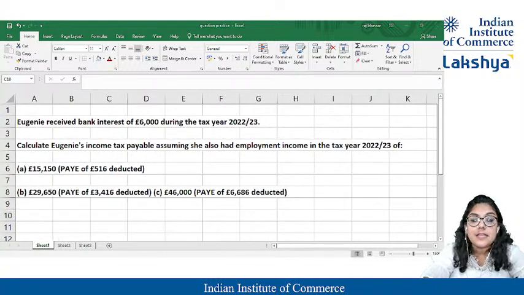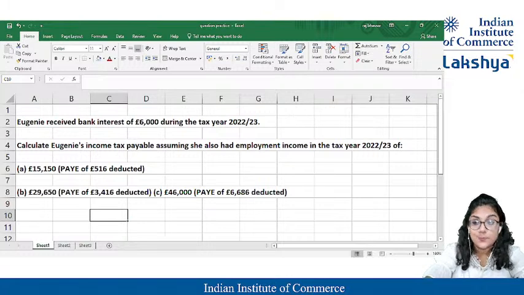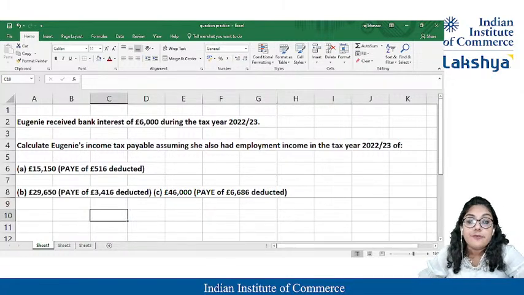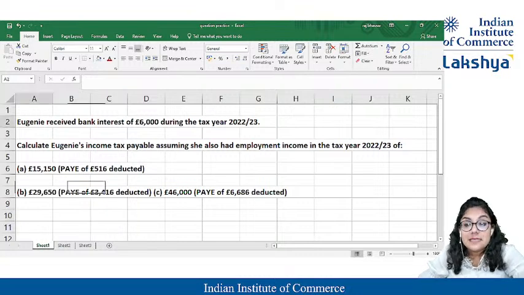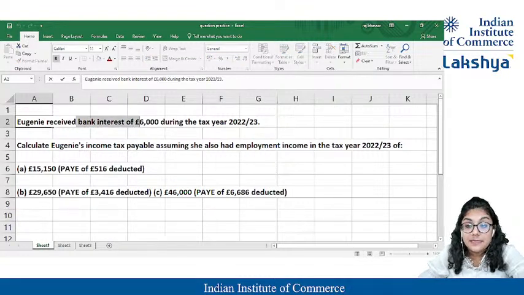Okay. Let us start understanding the way we have to write the answers also. Okay. The UG and PG have received a bank interest of 6,000. Guys, if I'm receiving bank interest, what is it? First of all, tell me, bank interest is what? Is it a non-saving income or saving income? Yes, you got it correct.